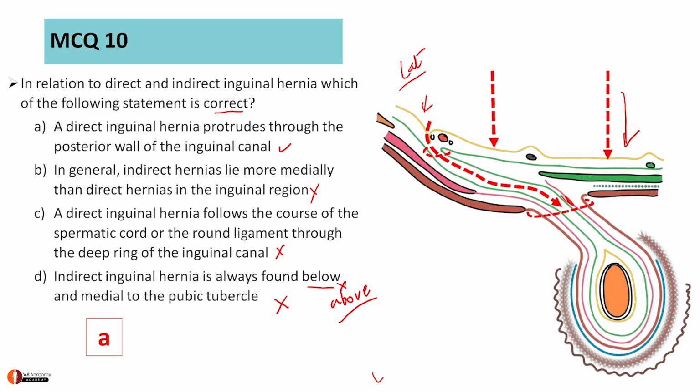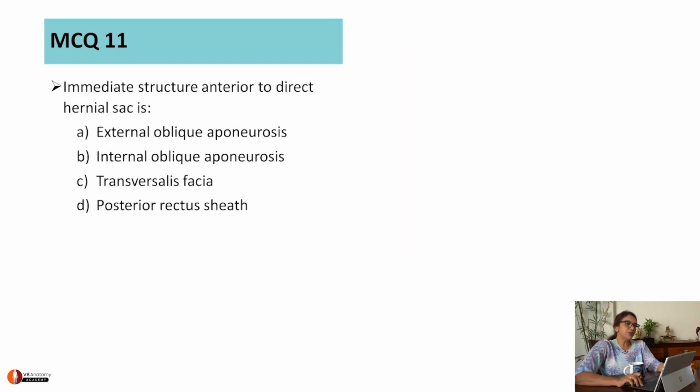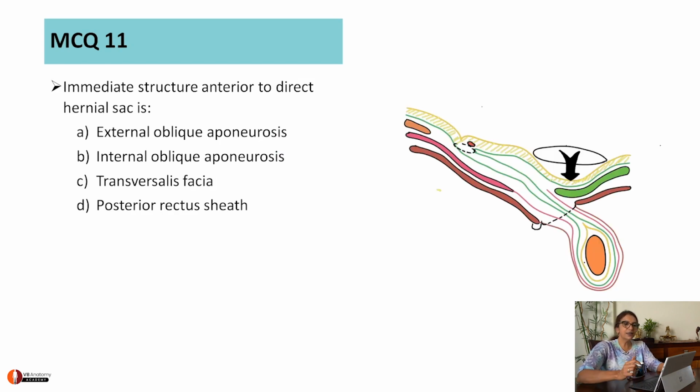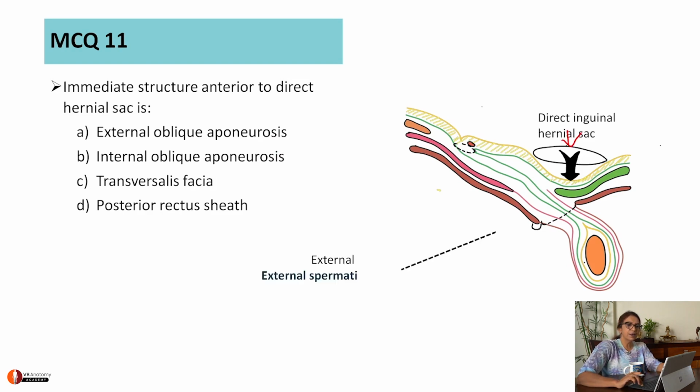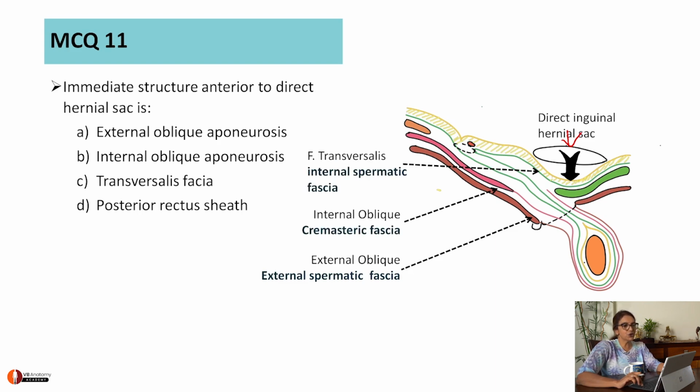And of course, images are coming here. But in your exam, there won't be images. But you have to build the bank of images in your brain. Immediate structure anterior to direct hernial sac. Here's your direct hernial sac, this one. You can see lying anterior to it the external oblique, the internal oblique and its fascia, fascia transversalis and internal spermatic fascia. But the question is immediately anterior. Who is immediately anterior? Has to be fascia transversalis.